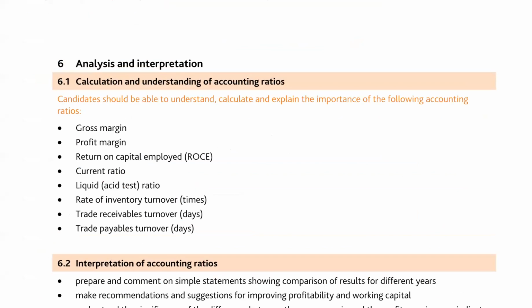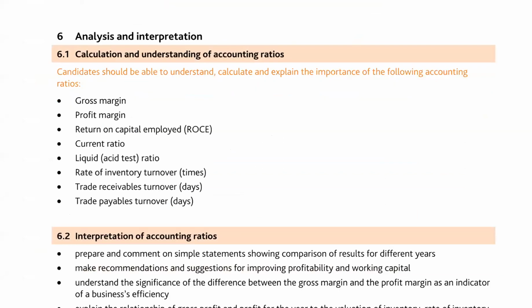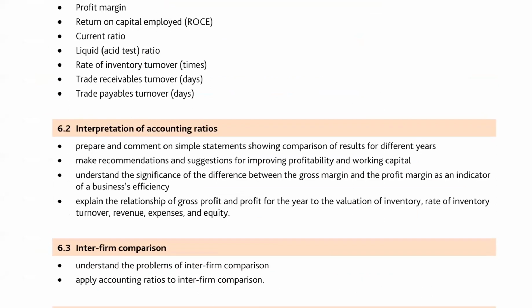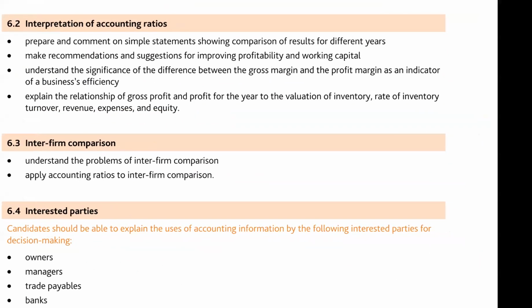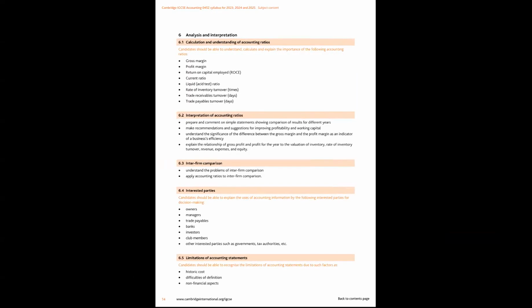the financial statements. These are some of the common ratios that are in the syllabus: the gross profit margin, the return on capital employed, the current ratio, the acid test ratio, the trade receivables turnover and the payables turnover, even how to interpret these. So basically, that's what we're going to look at.